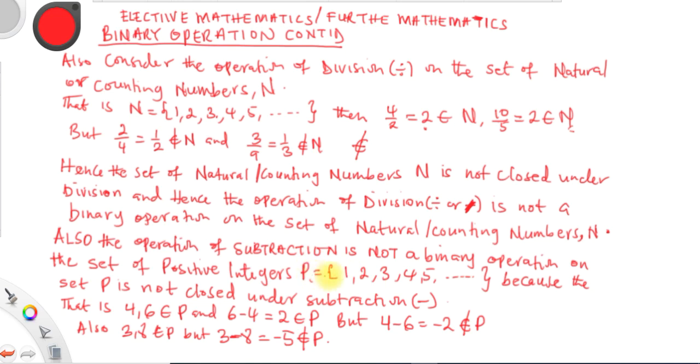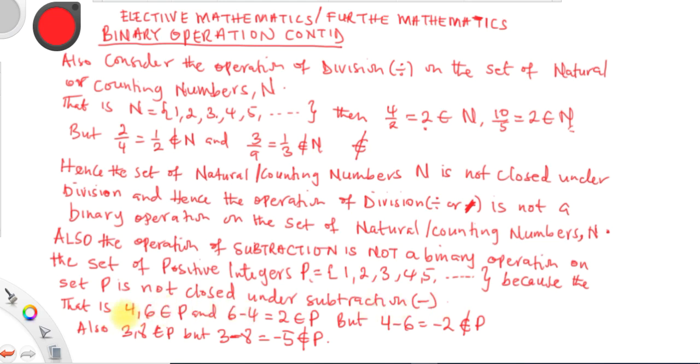And if the set P is closed under subtraction, then we are saying that the operation of subtraction is a binary operation on this set P. That's what we are saying. So we are saying that the operation of subtraction is not a binary operation on the set of positive integers P, which is 1, 2, 3, and so on to infinity. Why? Because the set P is not closed under subtraction.